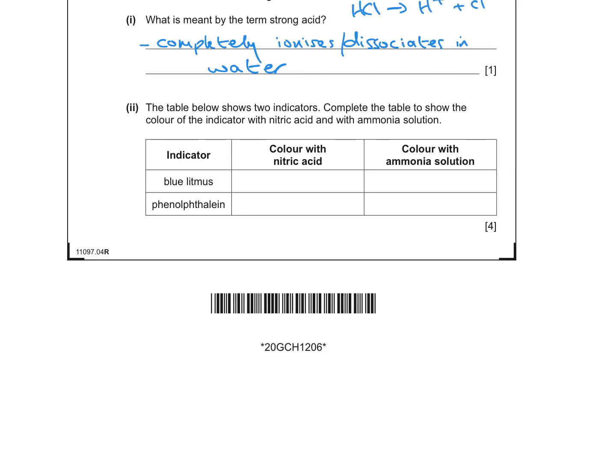Okay, then on to part 2. Blue litmus in acid is going to be red, and with ammonia solution it's going to be blue. Ammonia solution is alkaline. Phenolphthalein in an acid is colourless, and in an alkaline solution it's pink.